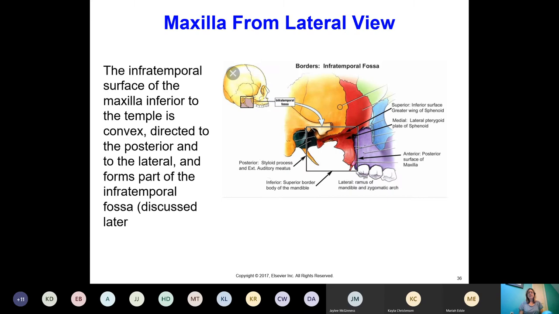The infratemporal surface of the maxilla inferior to the temple is convex, directed to the posterior and to the lateral, and forms part of the infraorbital process. Don't worry about the infratemporal fossa just yet. I'm going to show you where that is in a few minutes.